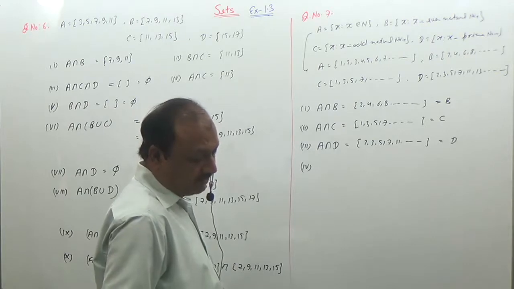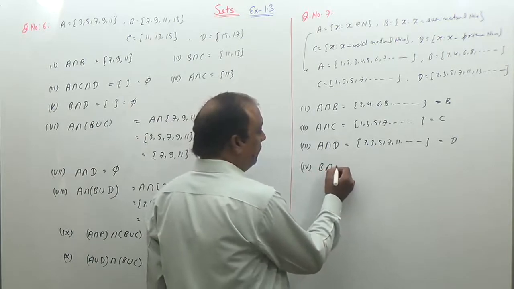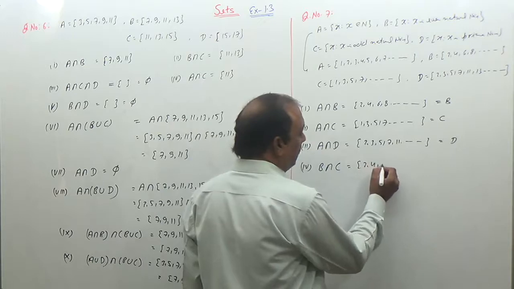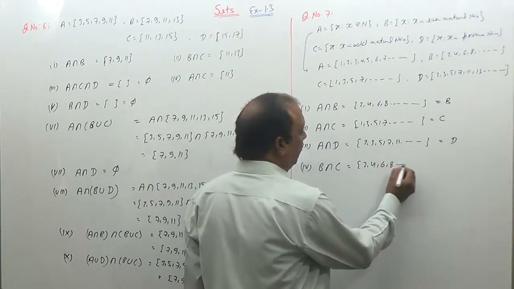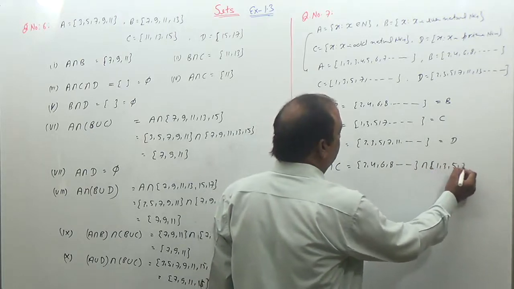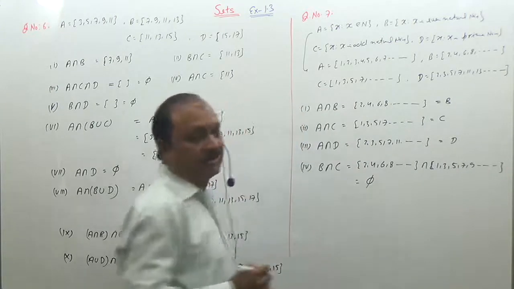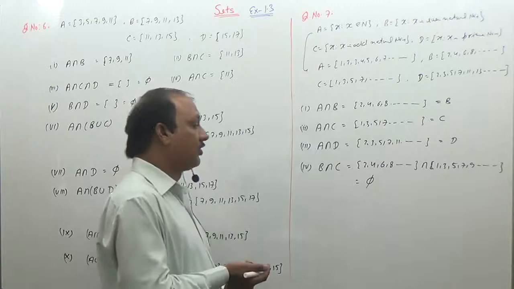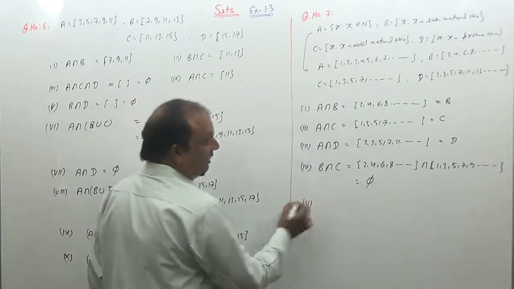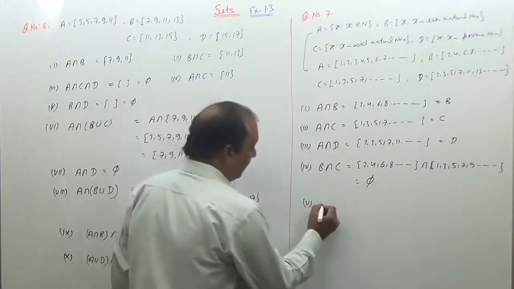Fourth is B intersection C. B is the set of even natural numbers 2, 4, 6, 8 and so on. And C is the set of odd natural numbers 1, 3, 5, 7, 9 and so on. So there is no common element between them. चूंकि यहां पर कोई भी कॉमन नहीं होगा इवन और ऑड में, तो B इंटरसेक्शन C आपको मिलेगा एम्प्टी सेट और नल सेट। देन फिफ्थ केस इज B intersection D.